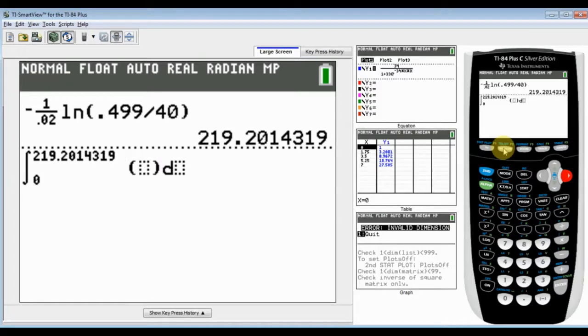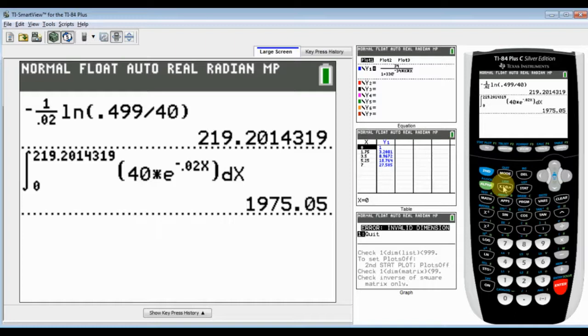That was so nice. 40 times e to the negative, is it 0.02? Yes. 0.02. Do you really feel like using t? No. Yeah, you can just use x. And then make sure you put an x here as well. Okay. That should give me the answer. 1975.